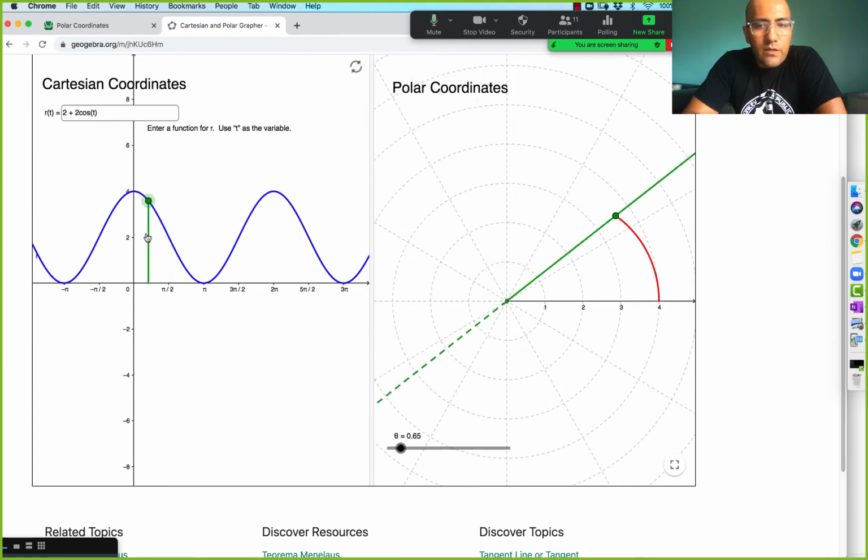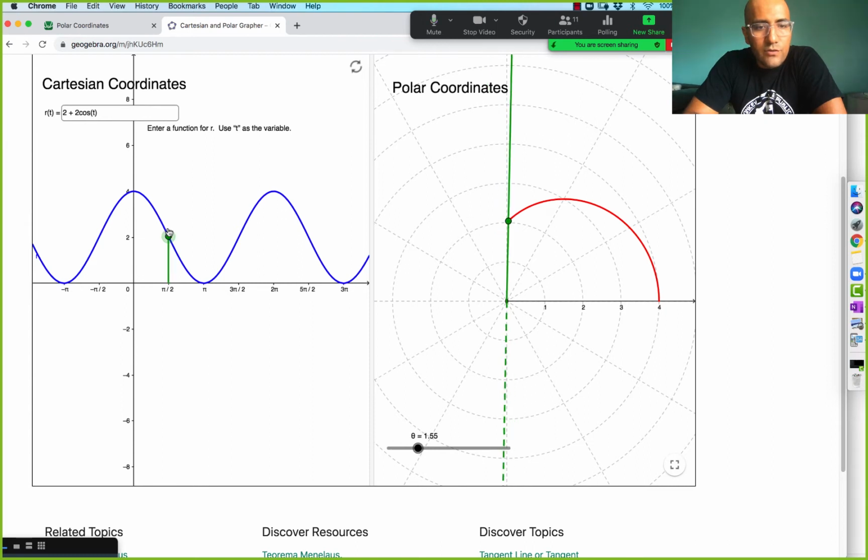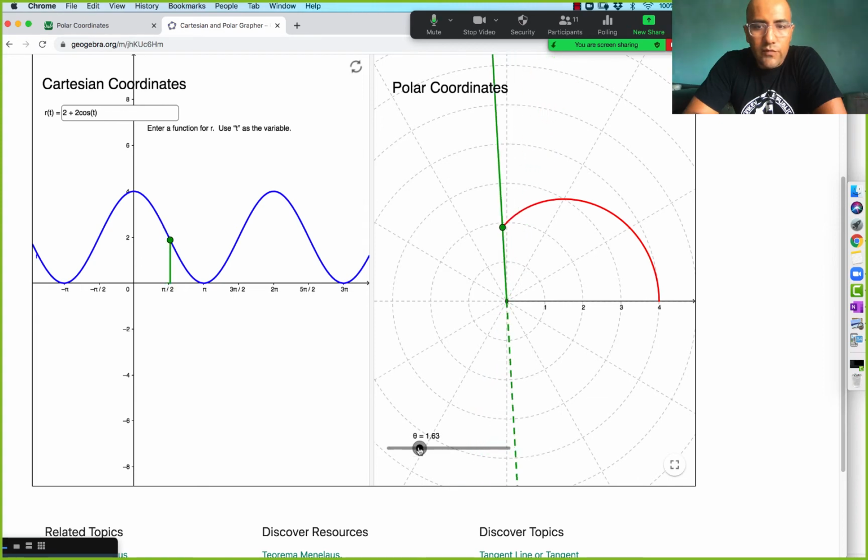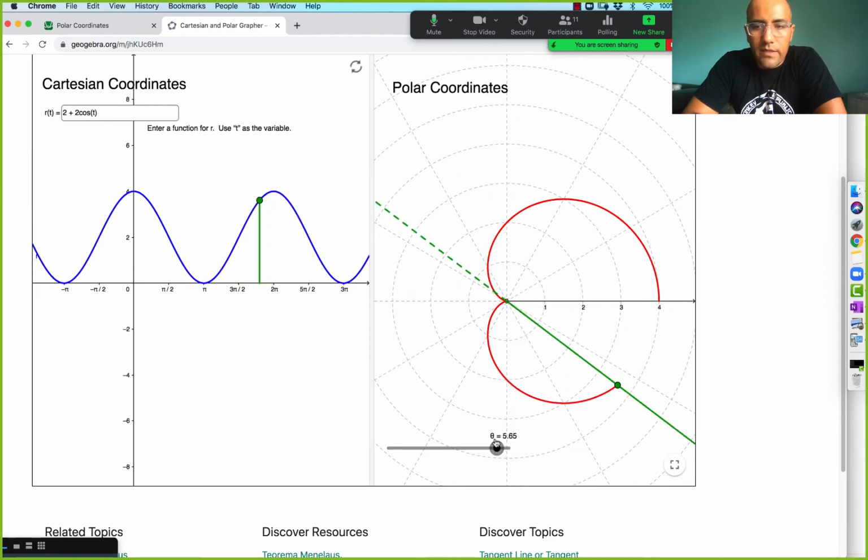So here's what the graph looks like as the angle ranges from 0 to pi over 2. Then it begins to graph this thing. Can I use this as a slider? Oh, perfect. From 0 to pi over 2, it graphs that. From pi over 2 down to pi, it graphs that. And then from pi to 3 pi over 2, it graphs that. Yeah, I like this one much better than the Desmos one.